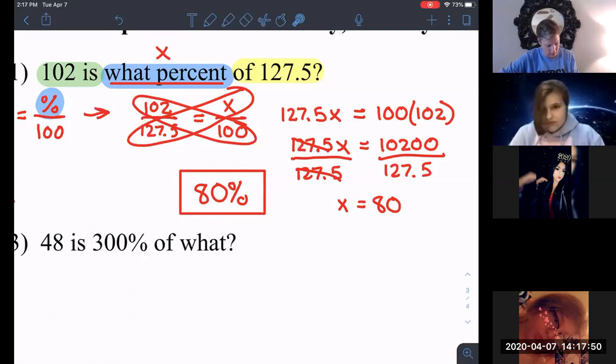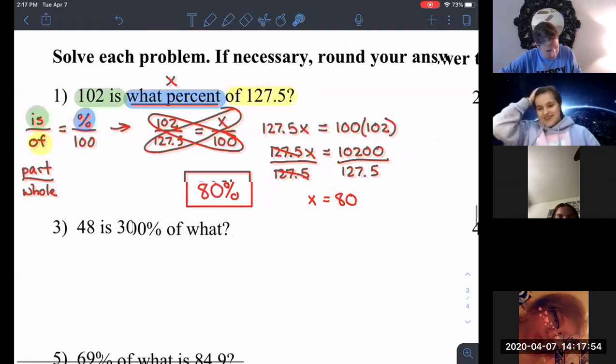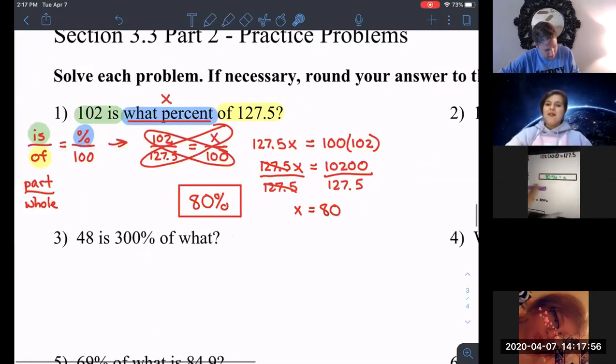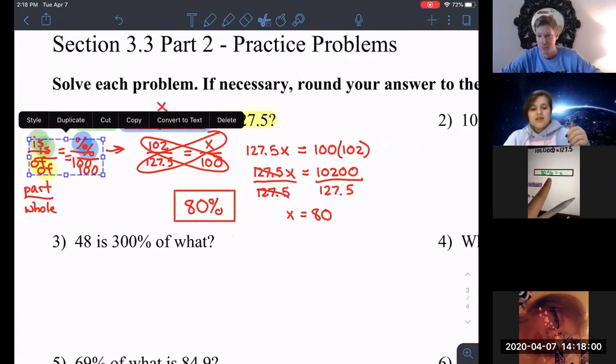Okay, so let's try this again. I'm going to copy this. I'm going to duplicate it. x equals 80%. Is it like that? That's a perfect way to put it. Absolutely.